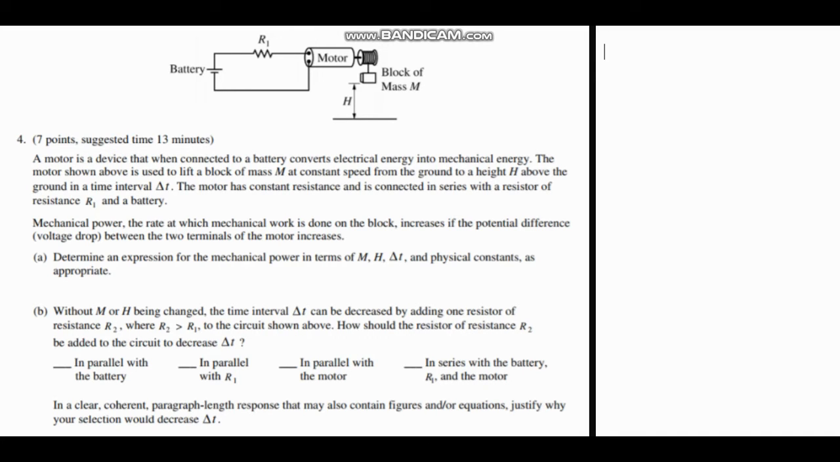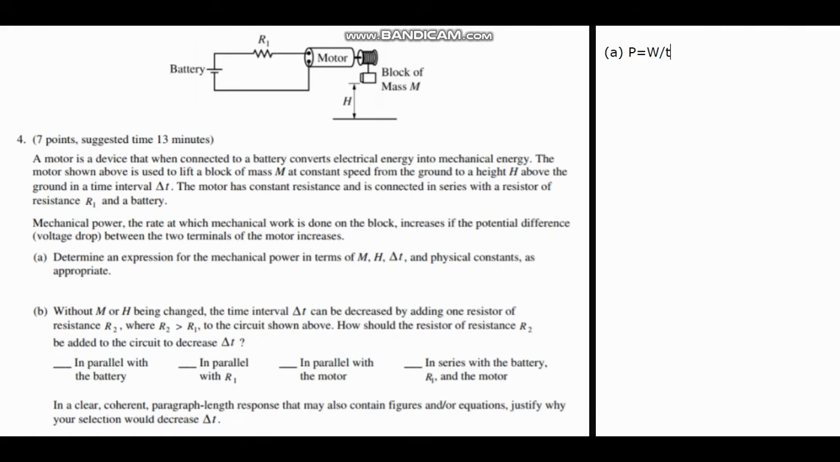Mechanical power, the rate at which mechanical work is done on the block, increases if the potential difference, or voltage drop, between the two terminals of the motor increases. Determine an expression for the mechanical power in terms of mass, height, delta t, and physical constants as appropriate.